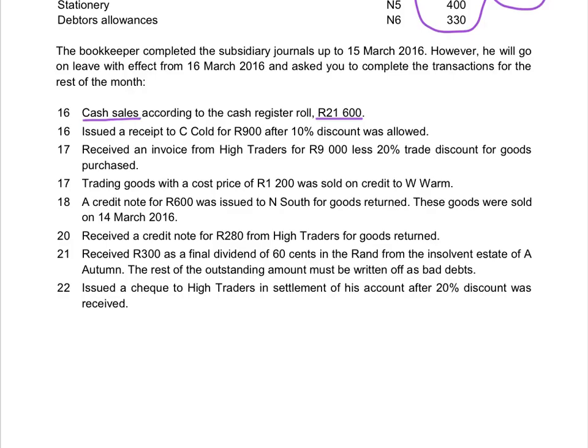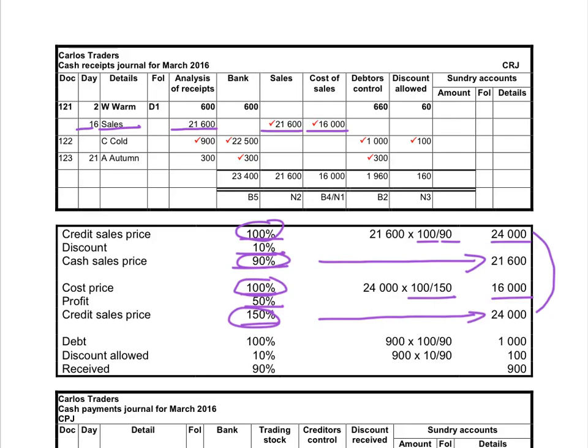Issued the receipt to C Gold for 900 after 10% discount was allowed. So this person didn't pay his total amount. We allowed 10% discount. So this amount that we receive actually equals 90%. When we issue a receipt, it is proof of payment. So we received money, and this entry will be recorded in the cash receipts journal. The last receipt was number 121, so this receipt number will be 122.